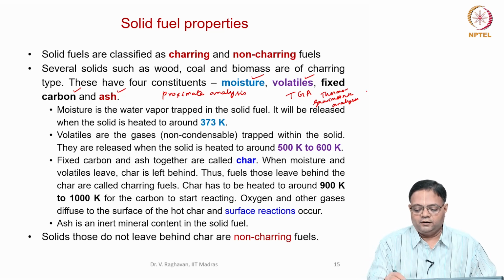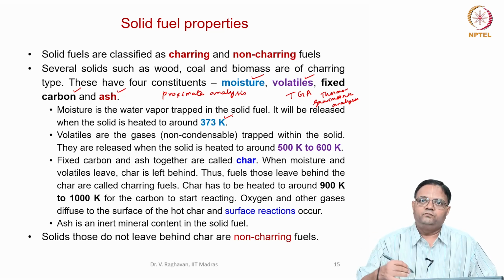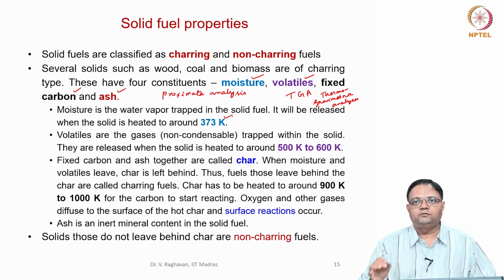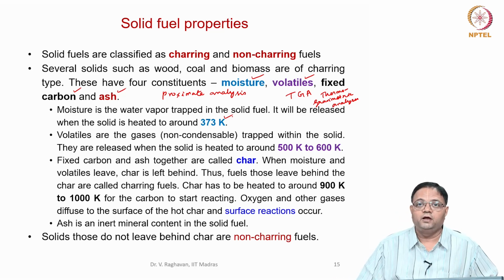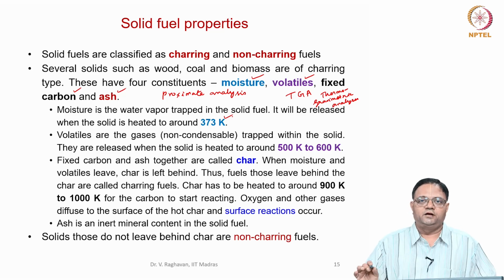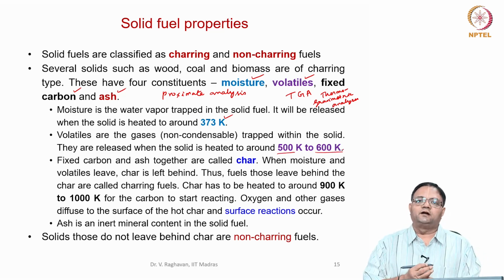If you set that, then the solid sample will be slowly heated, and when the solid sample temperature is going to reach say 100 degrees centigrade, that is 373 Kelvin, the water trapped will be evaporating and it will come out as water vapor. Then there will be some reduction in the weight because of the moisture leaving the solid. Then nothing will happen, the mass will not change. Now you further heat it slowly at whatever heating rate, then you reach a temperature between 500 Kelvin and 600 Kelvin.